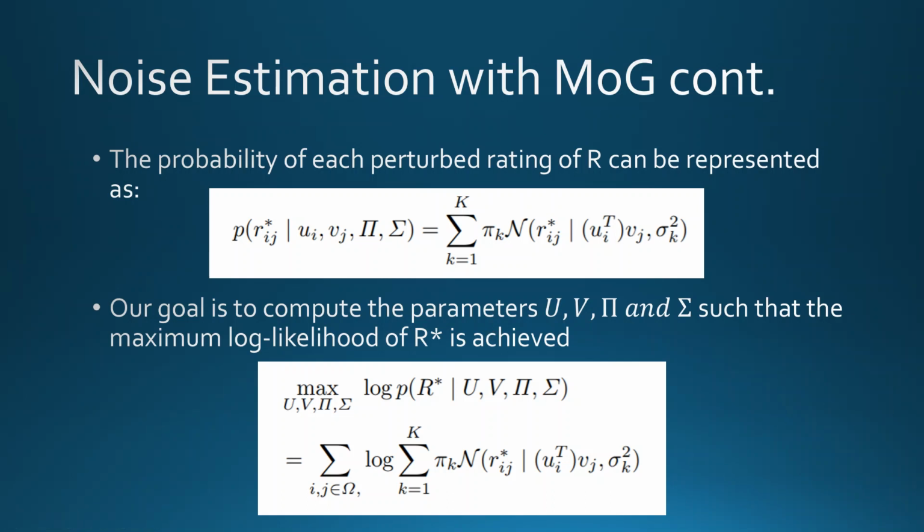So the probability of the perturbed rating R star from the previous equation can be represented by this equation. Our goal is to compute the parameters u, v, pi and sigma so that the maximum likelihood of R star is achieved. So this is our optimization problem.